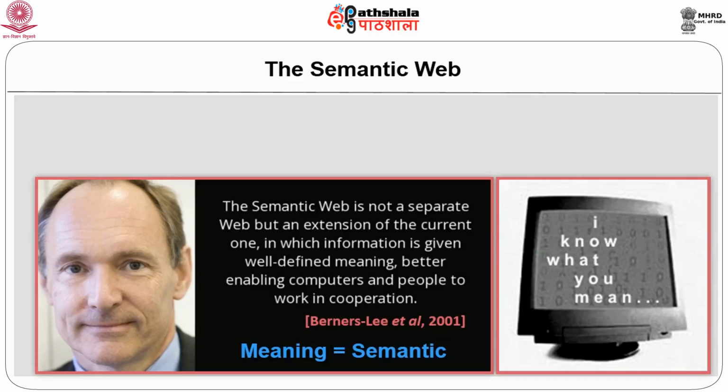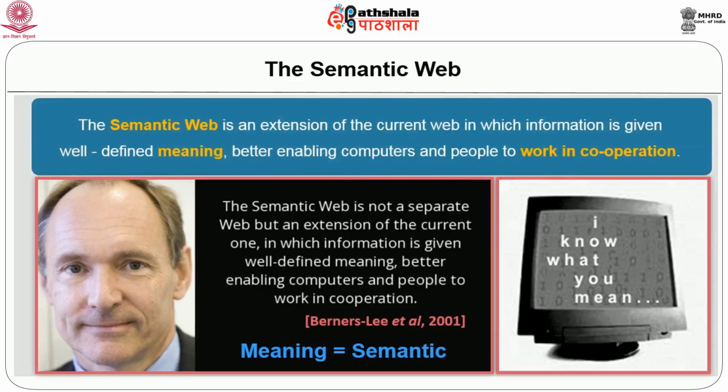Now let me define it in simple words. Semantic web is an extension of the current web in which information is given well-defined meaning. Semantic means meaning, so a meaningful web, an intelligent web or a deep web, whatever you call it. It defines meaning and better enables computers as well as people to work in cooperation.